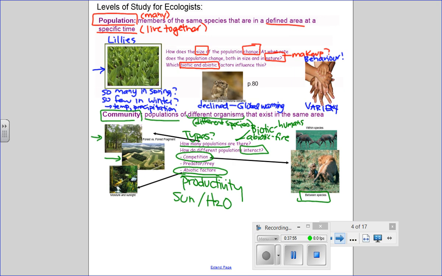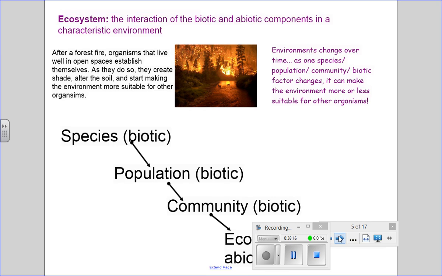So we have a species where we talk about just one type of organism, a population where we're asking ourselves how many of them, or are they all different? Communities where we're asking ourselves how many different types of organisms live and interact with each other. And then finally, our last category, ecosystem. An ecosystem is the biggest level. It's where we're looking at the most things. And in an ecosystem, we are focusing on the interaction of biotic and abiotic components.